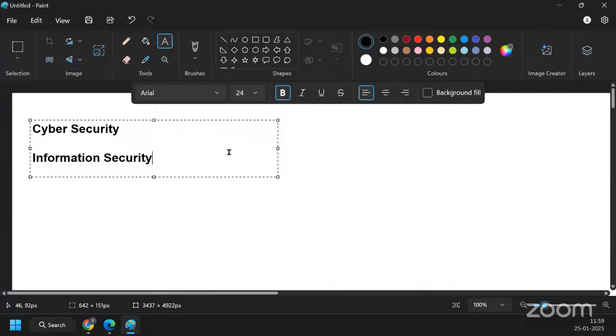Information security is the umbrella term which comprises digital and physical security as well, whereas cybersecurity is mainly focused on the digital aspect of information security. Great, great. What about others? Does anyone want to add to the definition?